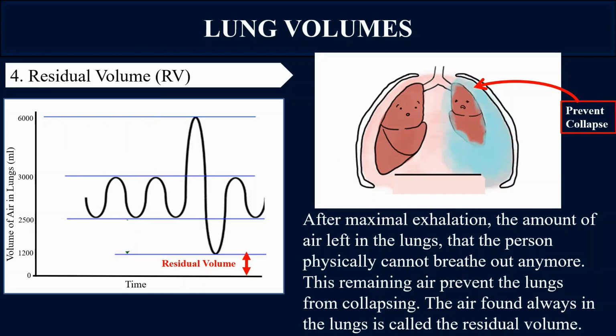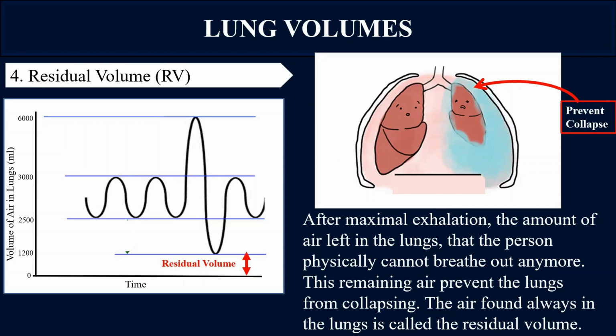Even after the maximum exhalation, some amount of air is always present in the lungs. The lungs can never be emptied. If the lung is empty, it will cause the collapse of the lungs. So this minimum amount of air that is always found in the respiratory system, that prevents the lungs from collapse, is known as the residual volume.